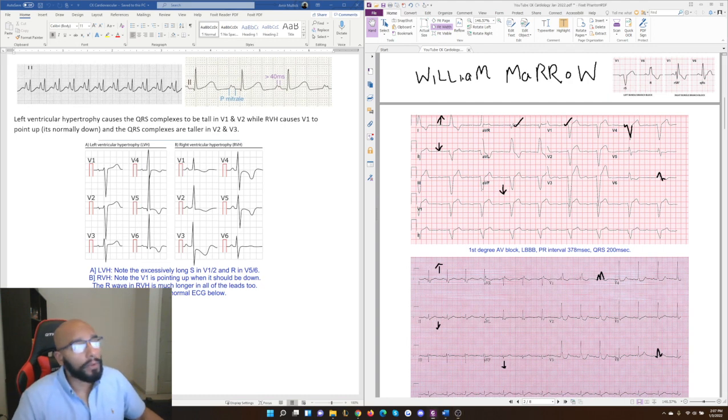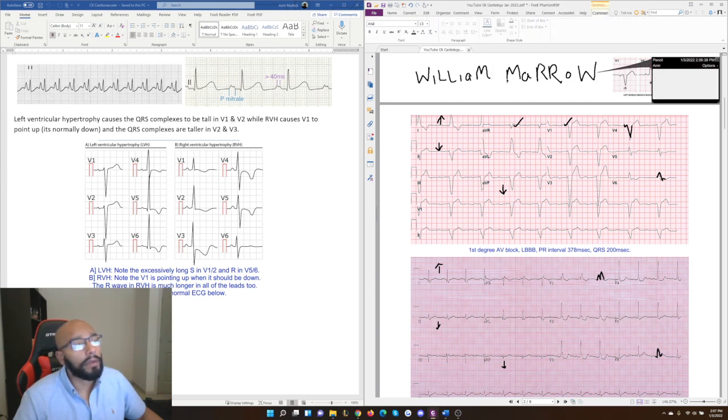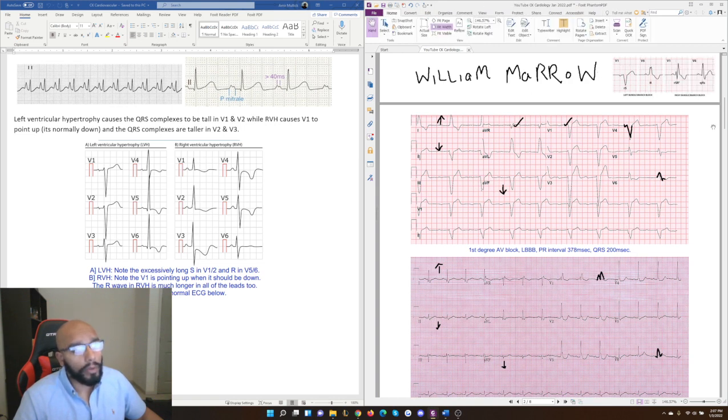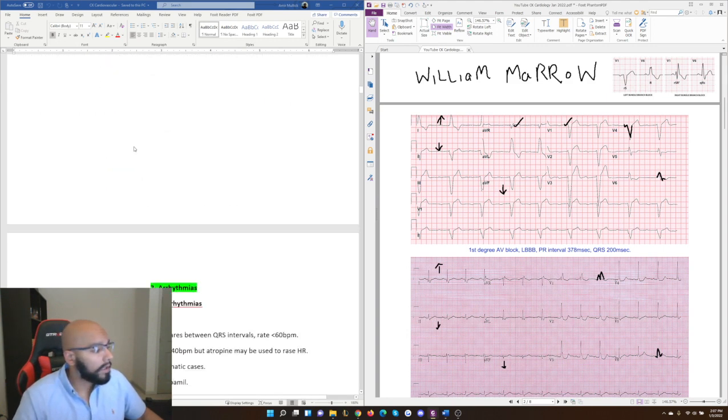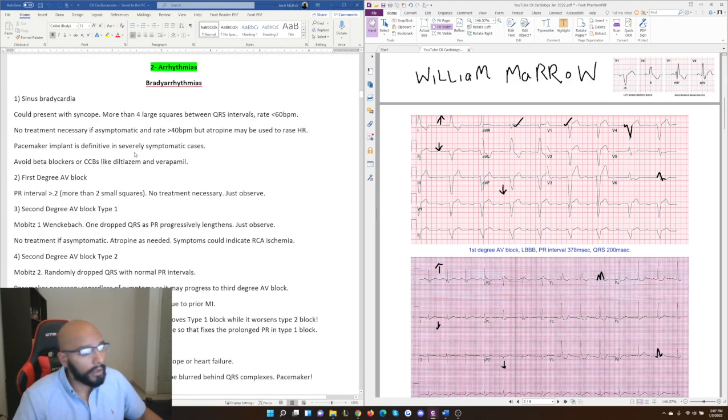So I wanted to first start off with the William Marrow mnemonic, which is for bundle branch blocks. Okay, so bundle branch block, like left bundle branch block, right bundle branch block, can actually be seen in many questions. And the factor that really helps you figure out what it is going to be is looking at V1 through V6. So our next topic now was going to be starting with arrhythmias. And right here we have one for a first degree AV block patient with left bundle branch block, right? PR interval of 378 milliseconds, QRS of 200 milliseconds.